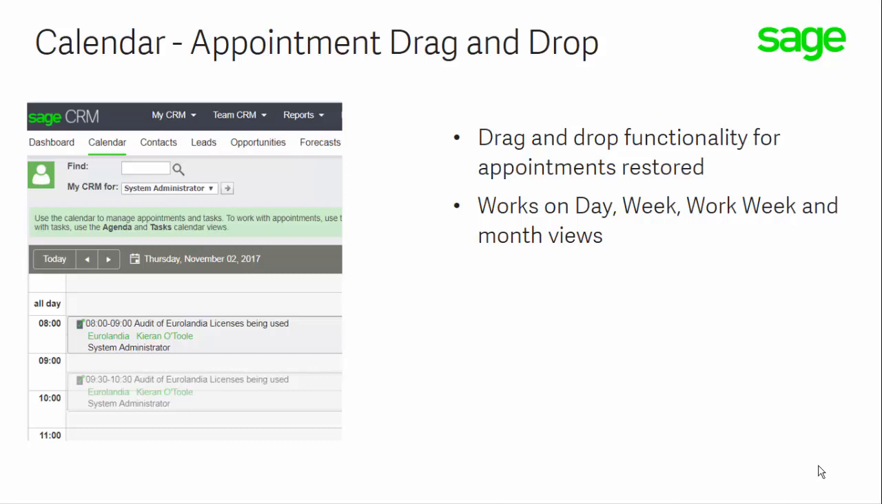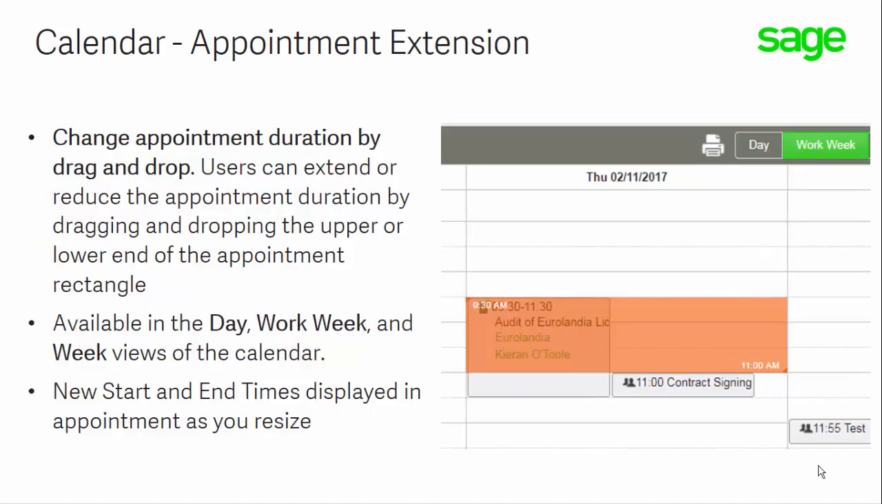Another change that has taken place is within this drag and drop functionality. So we've got the idea of a feature that used to appear within Sage CRM 7.3 that was lost when the new calendar was introduced in 2017 R1. This has now been restored, so you've got full drag and drop into new appointment times. You can see there where the appointment is being changed from an 8 o'clock appointment to a 9:30 appointment, and this works on the day, week, work week and month views.